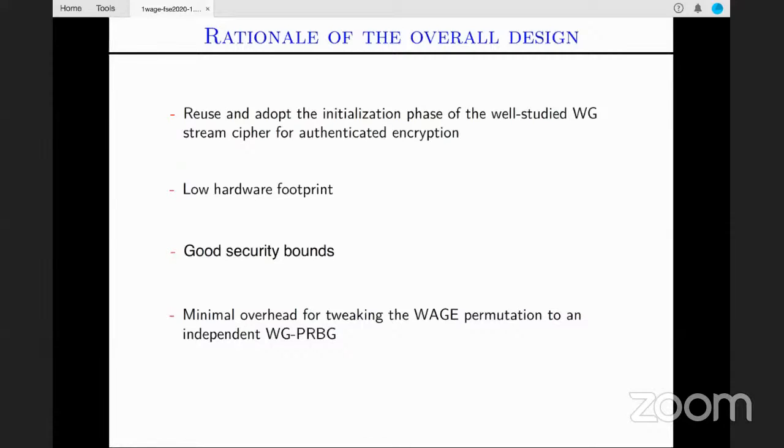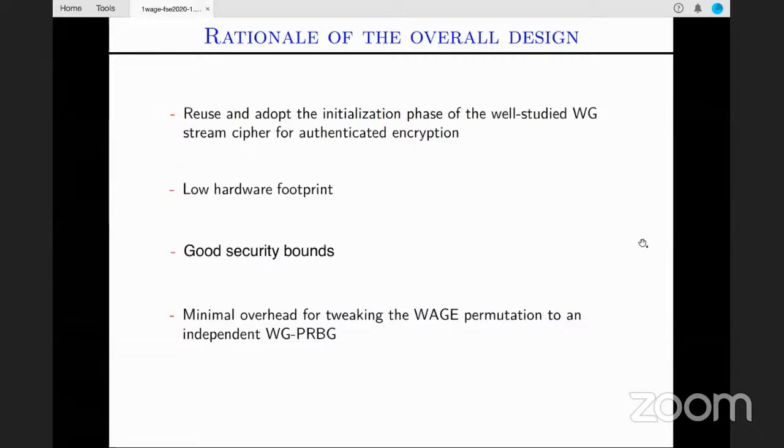Our first goal was to reuse and adopt the initialization phase of the WG stream cipher for authenticated encryption. The WG stream ciphers are well studied in the literature, and one of the versions, WG-29, was a round 2 candidate of the eSTREAM competition. Most importantly, they use a single nonlinear feedback shift register for key stream generation, unlike Grain and Trivium, which use a combination of LFSR and NLFSR.